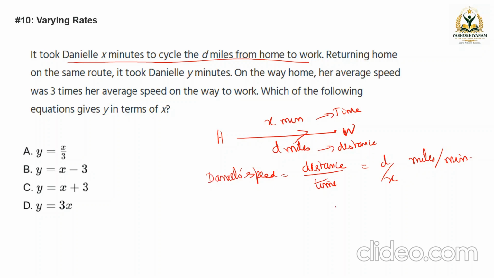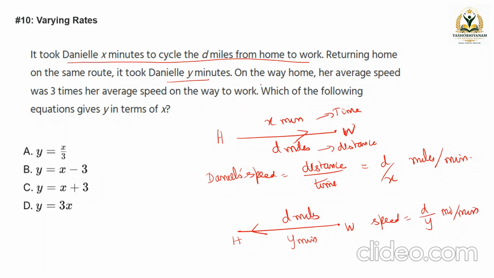Returning home on the same route. So from work, he goes back home now on the same route, which means that he travels the same d miles. Now, he takes y minutes, right? On the way home, her average speed is. Now, what is the speed here? Speed here would be d miles, d over y miles per minute. Now that is also taken care of.